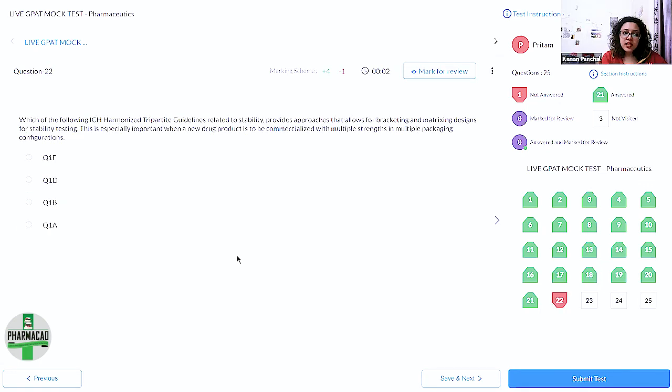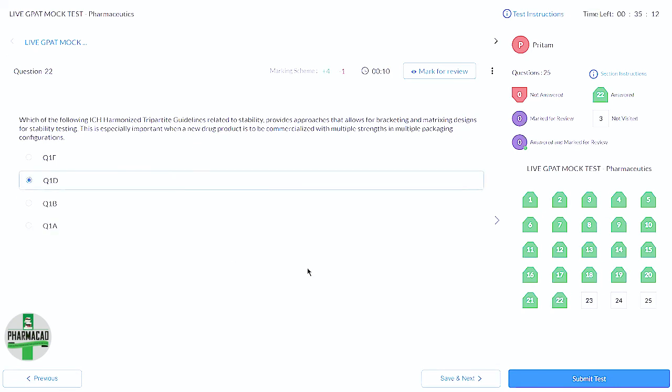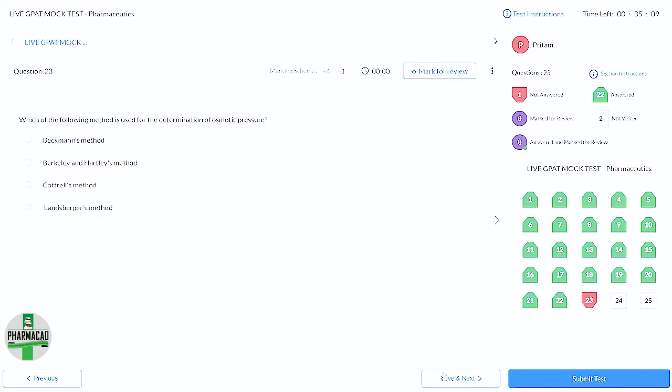Yeah, this one was discussed. So what was the answer here? B, option B. Q1D. Yes. Okay. Which of the following methods is used for determination of osmotic pressure? Yes, Komal? Option B. Very good.